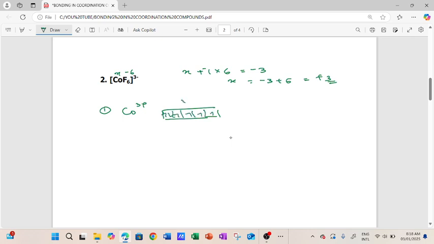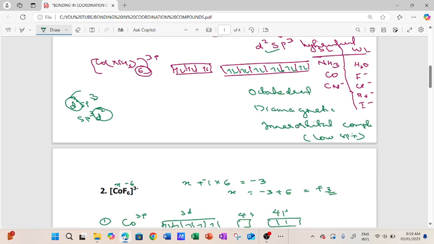This is 3d, but I told you we need to draw 4s, which is empty, and 4p, that is also empty, to be drawn. Now in the second step, fluorine will approach the central metal atom. So according to the strength of the ligand, something will happen. I gave the list of strong and weak ligands. Fluorine comes as the weak ligand.